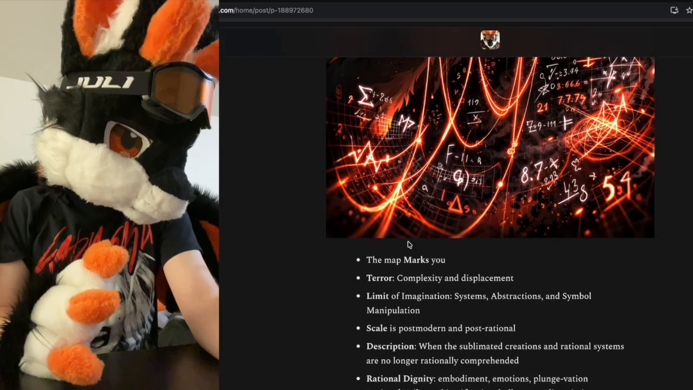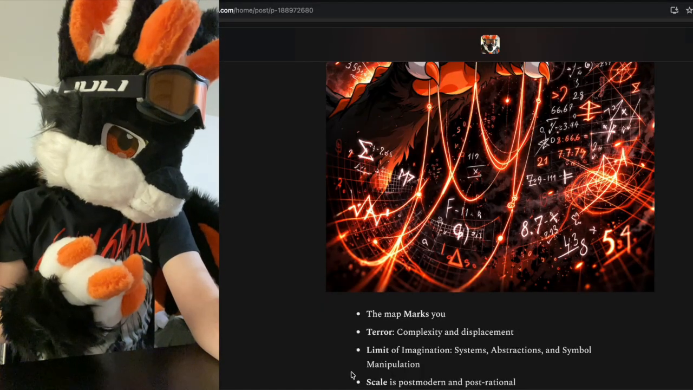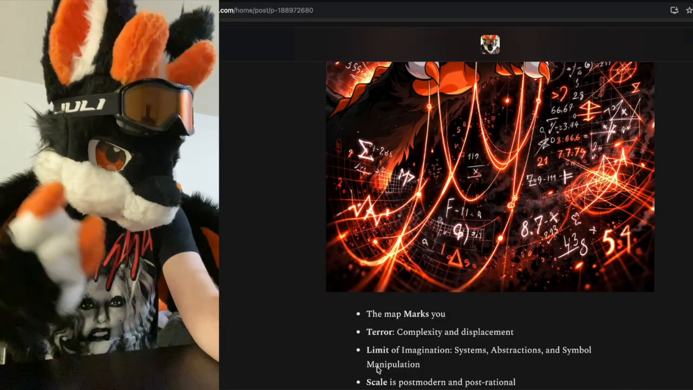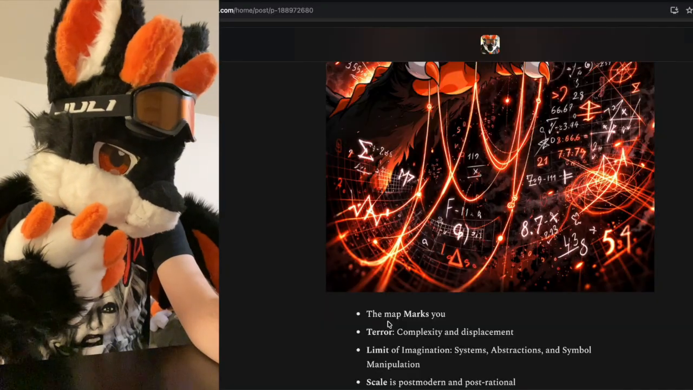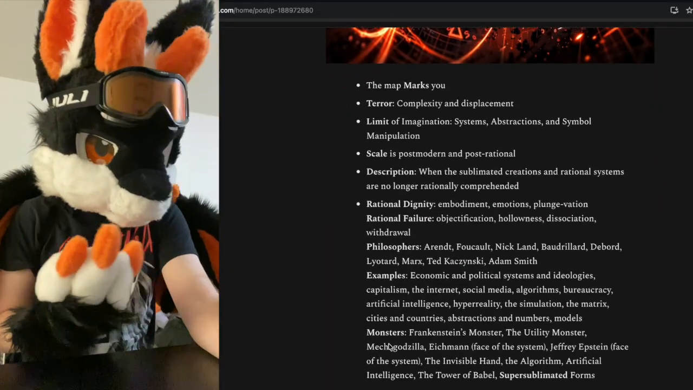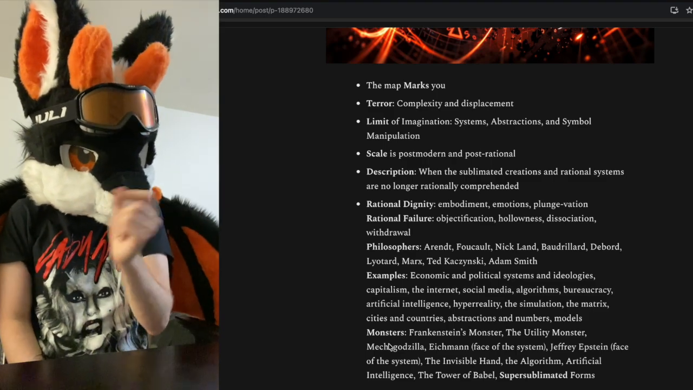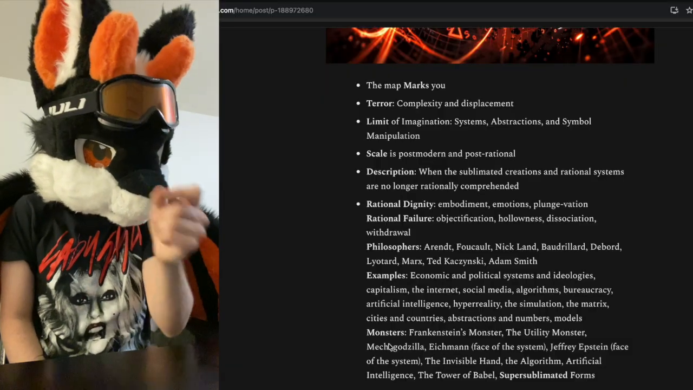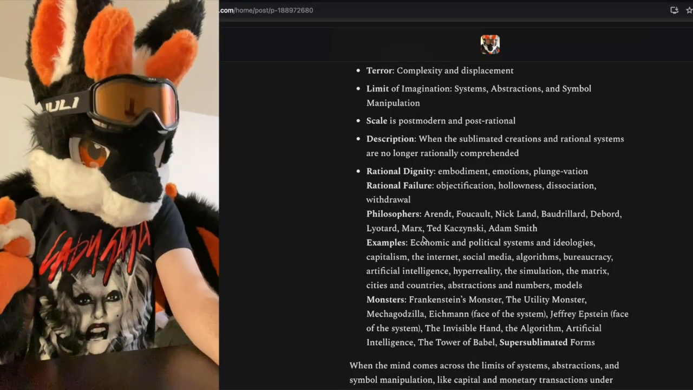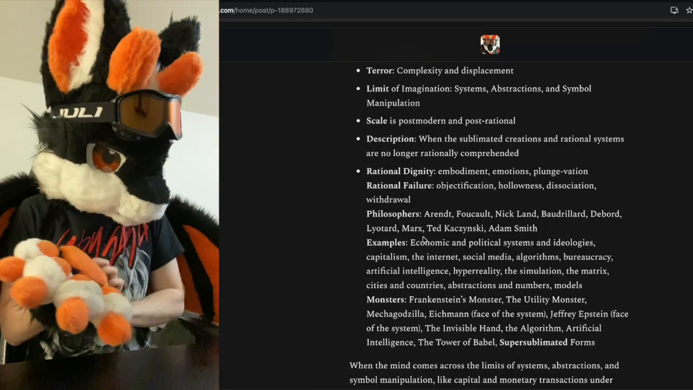The terror is complexity and displacement. It's when your system's abstractions and simple symbol manipulation become far too complex to understand. That's when you experience the systemic sublime and the map marks you. It's almost as if your own constructions, your own creations take on a life of their own. And when they do, you can't pinpoint the face or the agency of it. You can't figure out where it's going and where it's heading. So examples of this are like our capitalist system today, our huge giant system of capitalism all over the world, right?